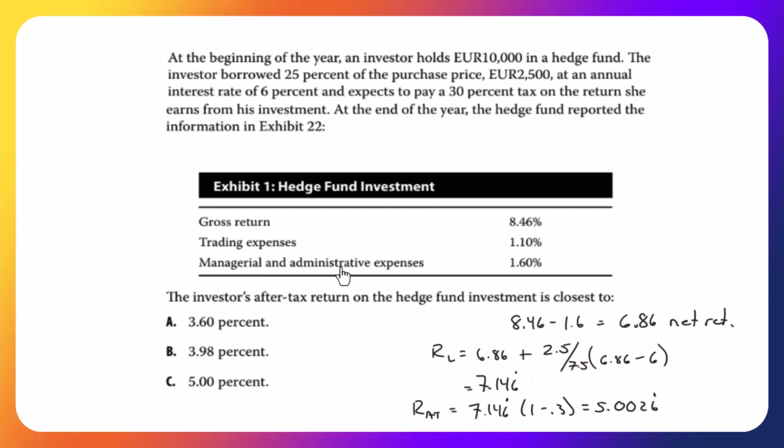At the beginning of the year, an investor holds 10,000 euro in a hedge fund. The investor borrowed 25% of the purchase price, which is 2,500 euro, at an annual interest rate of 6% and expects to pay a 30% tax on the return she earns from his investment. There's a lot of this kind of sloppiness going on, right?